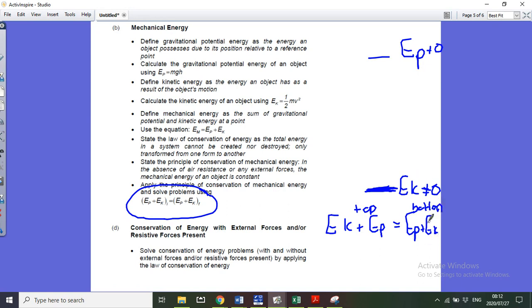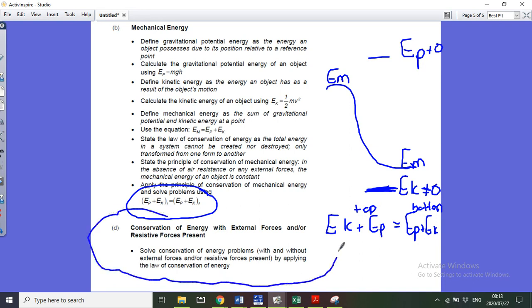Often they ask you for the velocity that hits the ground, or they give you the velocity and they ask you for the height. This is also for objects sliding down surfaces. If there's no friction, you can say that the mechanical energy here at the top is equal to the mechanical energy here at the bottom if no energy is gained or lost. And that is where we come to this last little bit here, where it says conservation of energy, where there is actually something else acting on the object.